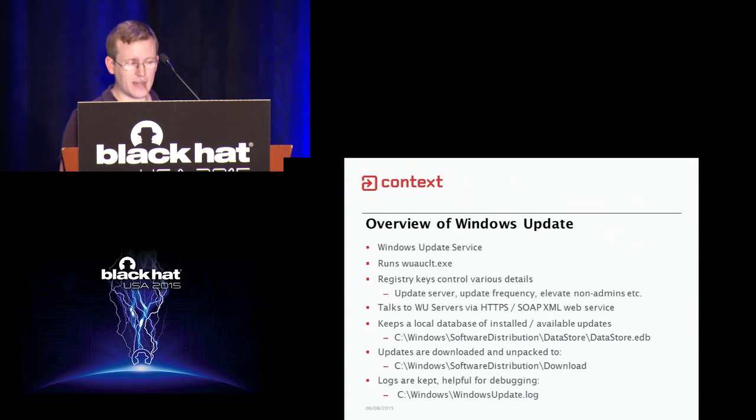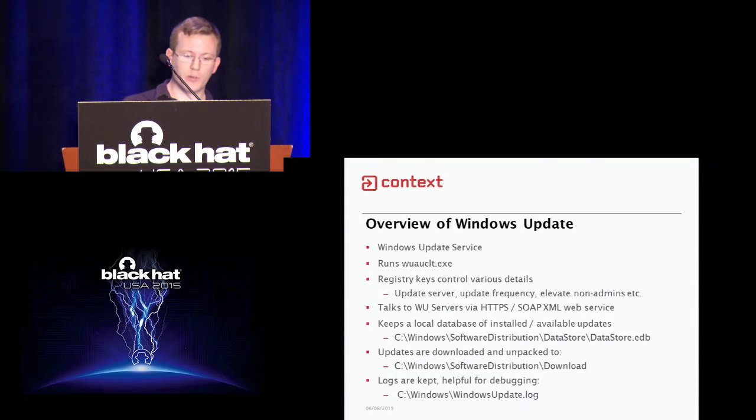There's a local database that keeps track of what updates you've installed and so on. And there's C:\Windows\SoftwareDistribution. That's where a lot of the stuff happens. Updates get downloaded and extracted there and so on. And also, if you're doing research in this area, the WindowsUpdate.log is really useful because it shows you what's going on in the background. So these are the kinds of things that we were looking at the start.